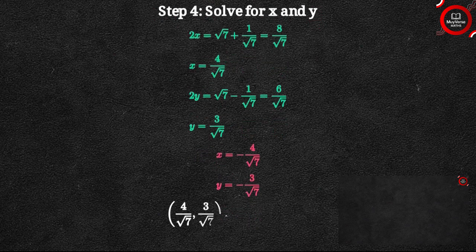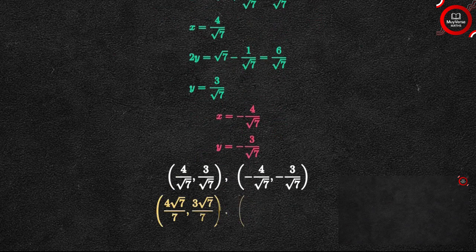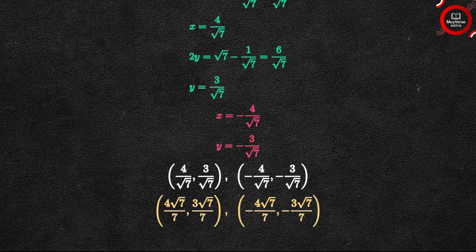Final answer. The solutions are 4 over square root of 7, 3 over square root of 7, and negative 4 over square root of 7, negative 3 over square root of 7. We can also rationalize to make them look cleaner.